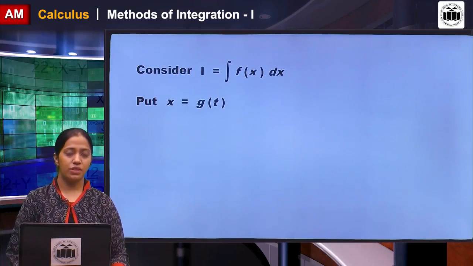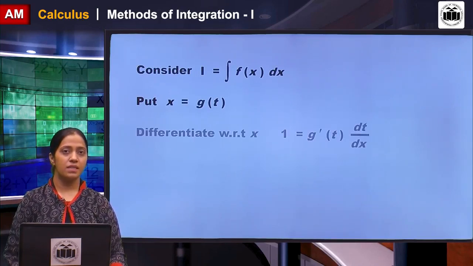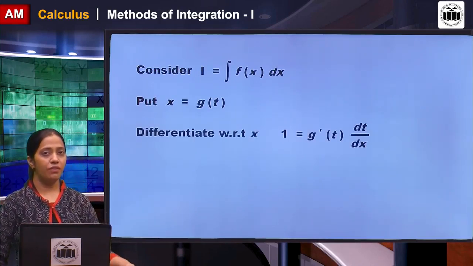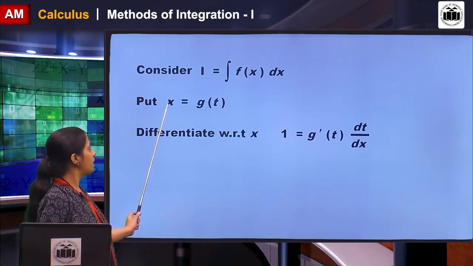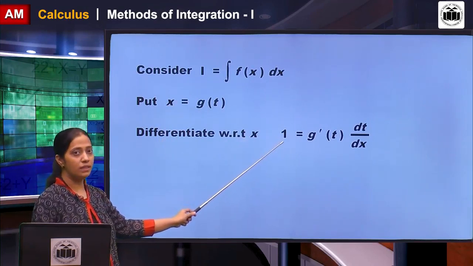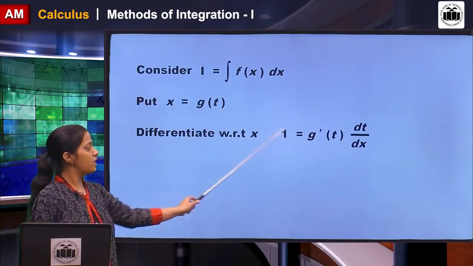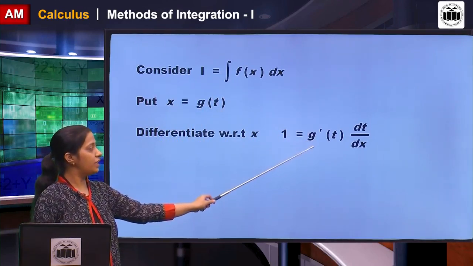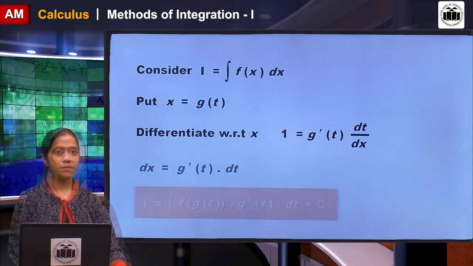After substitution, we will differentiate the substituting value with respect to x. So differentiating with respect to x on both sides. What is the derivative of x with respect to x? It is 1. And the derivative of g of t with respect to x is g dash t into dt by dx. So these are the main two steps.